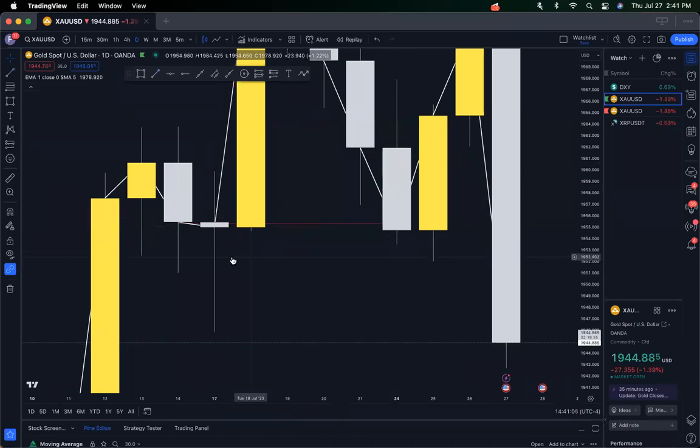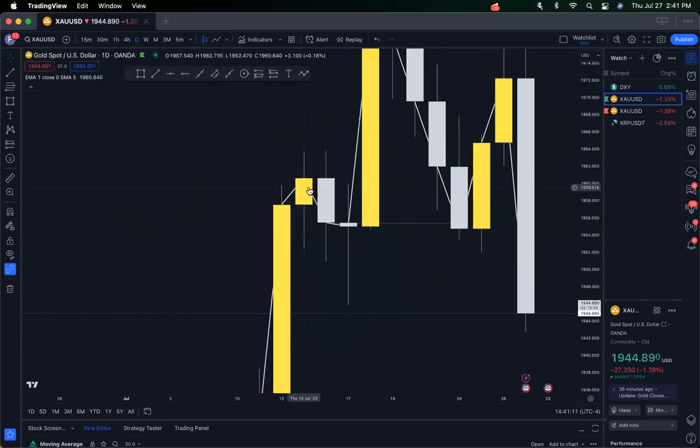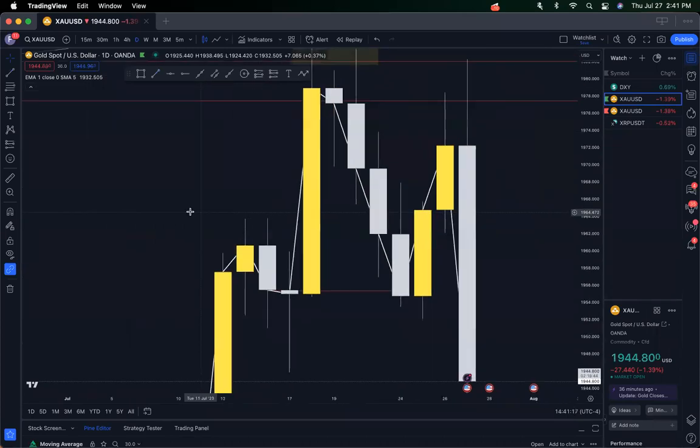Can someone say? It broke. Yes, it broke. So that means whenever there's a rally, a break, it's just a pullback. Any rally is just a pullback. Crazy. And I took the buy. This is crazy.